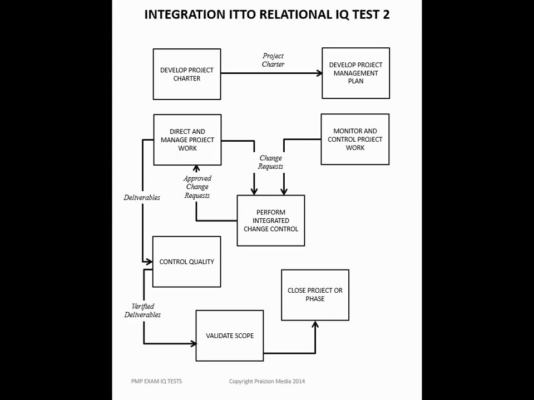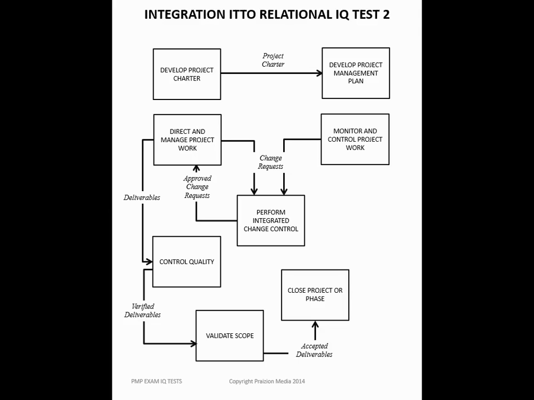Here's another relationship. From validate scope, we get something going into close project or phase. Think about it. All right. Guess the answer? Something that alludes to the same chain I've spoken about in other videos. The answer is accepted deliverables. Makes sense, right? You get a deliverable, you check it, you're happy with it, you send it to the customer, the customer checks it, and then you get accepted deliverables. And that goes to close project or phase.